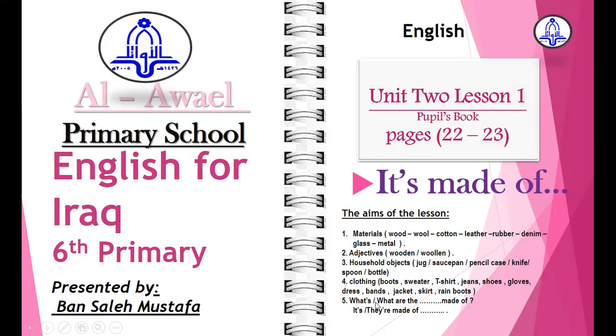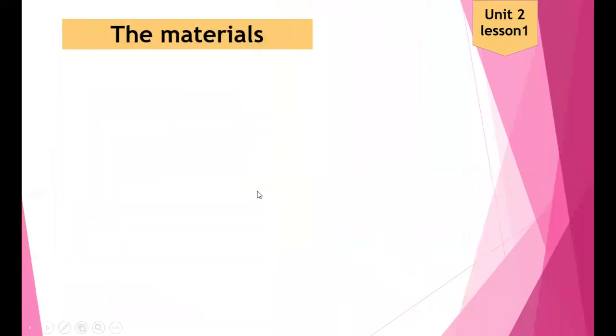And also we have this grammatical information. What is the skirt made of? It is made of, or they are made of. So these were the aims of the lesson, Unit 2, Lesson 1. Open your books before we start the lesson.